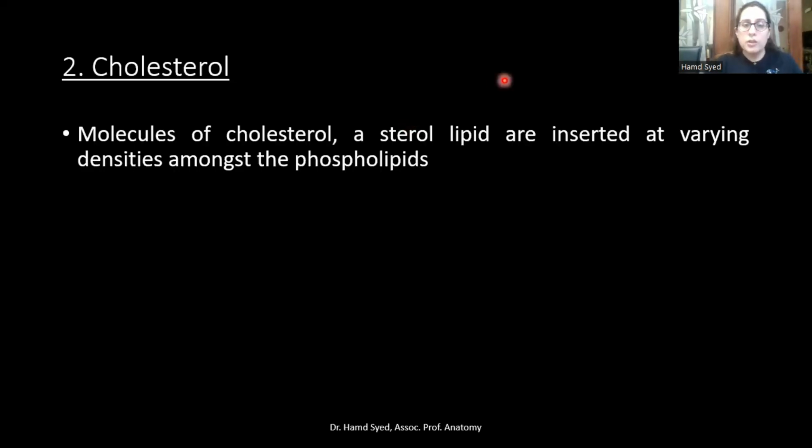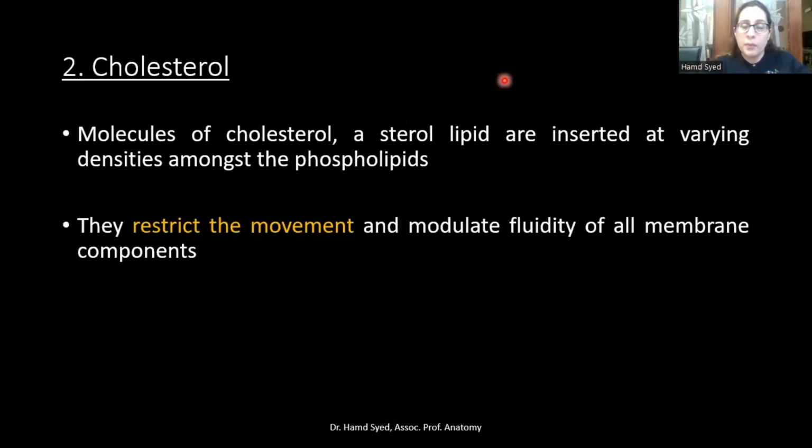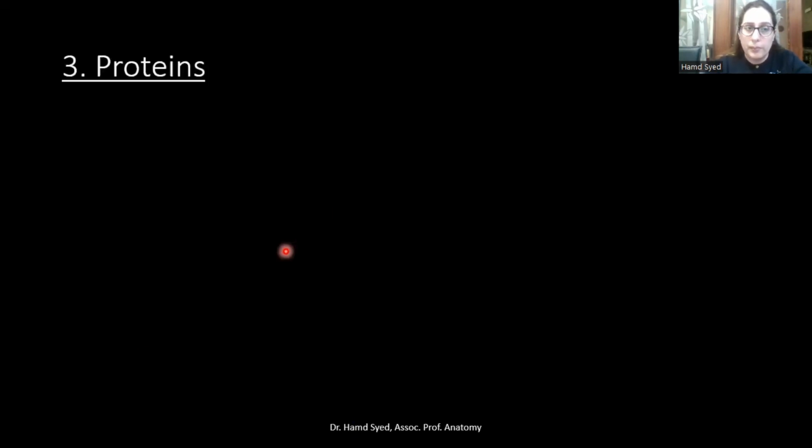So the second constituent, cholesterol, is a sterol lipid, and it is inserted at varying densities amongst the phospholipids. It has a very special function. It restricts the movement and it modulates the fluidity of all membrane components. So even though the cell membrane is a fluid structure, yet there is some restriction to the movement of the structures within the plasma membrane. And this restriction is a function of the cholesterol within the plasma membrane.